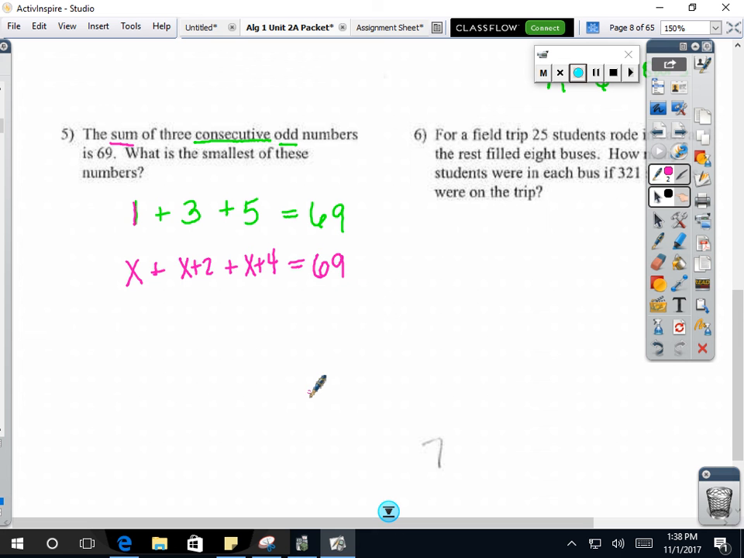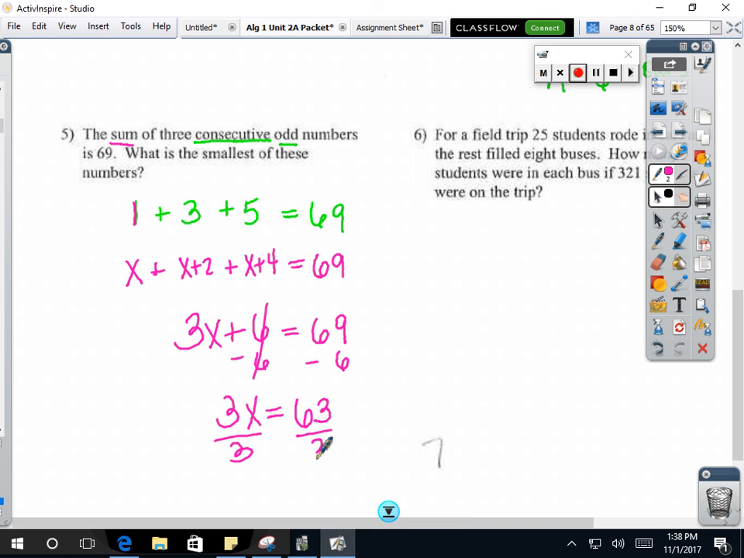Combine like terms. When you combine your like terms, what do you get? Right, 3x plus 6 equals 69. Then what do we do? Right, so 3x now equals 63. Then we divide by 3 and x equals 21.